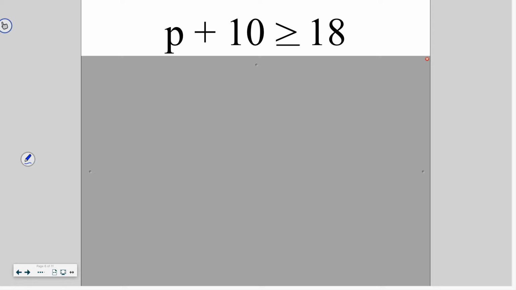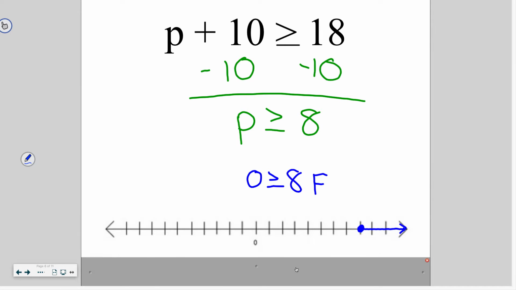Go ahead and try this one on your own, solving for p and then making a graph. You should have gotten an answer of p is greater than or equal to 8. Since 0 is not greater than or equal to 8, the arrow is moving to the right. Notice it is a filled in circle because it is a greater than or equal to.